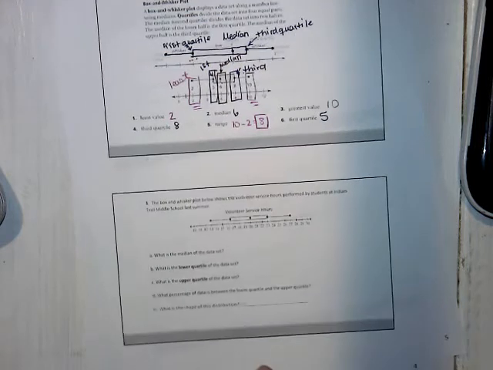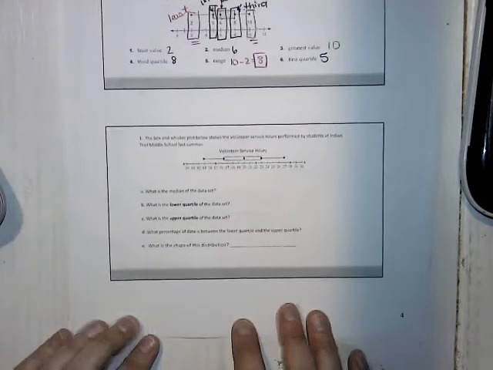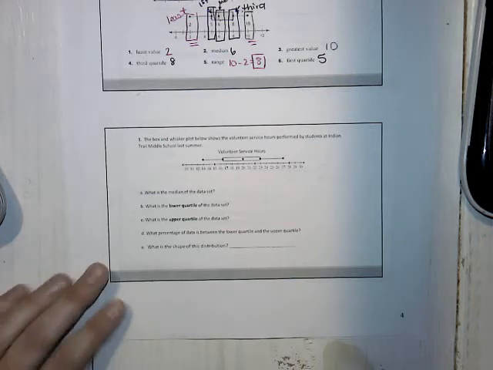So we're going to have to know what those words mean as we are looking at these data sets in the next couple here, because you've got to know how to interpret this stuff. So let's look at this box and whisker plot down here. The box and whisker plot below shows the volunteer service hours performed by students at Indian Trail Middle School last summer. Before we do any questions, let's know what these mean.